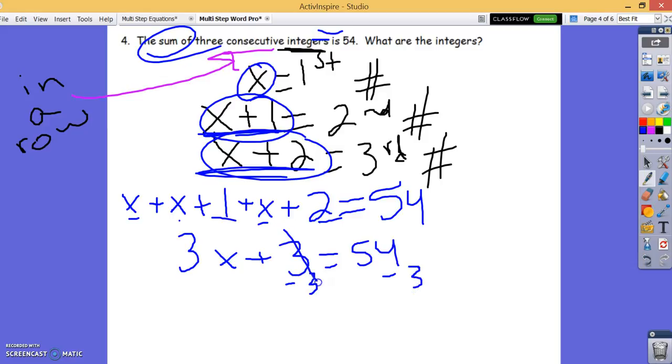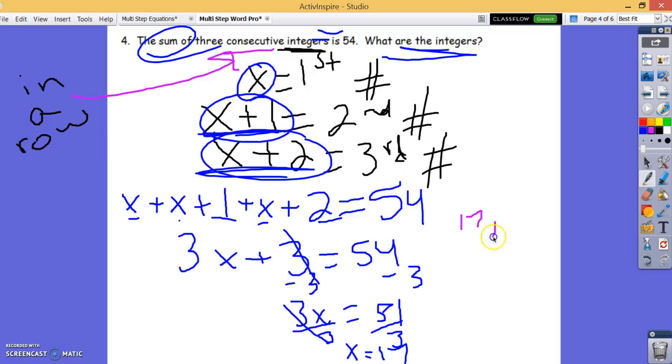Now, my next step is going to be solving using SADMEG. So what I'm going to do is subtract 3 from both sides, and 54 minus 3, I get 51. Now, my next step is to divide both sides by 3. And when I do that, I get 17. Now, that doesn't answer my question because it says, what are the integers? Well, if the first integer is 17, the next one must be 18, and the next one must be 19. So my answer is 17, 18, and 19.